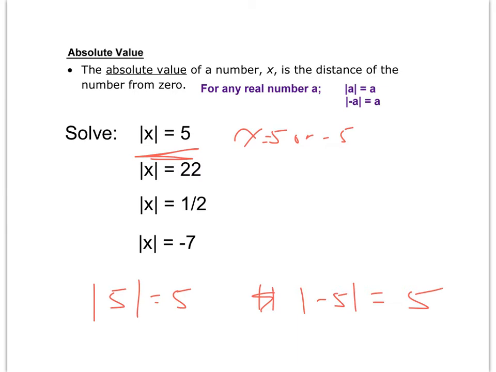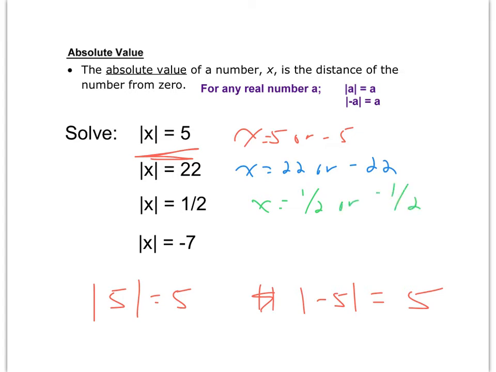So the absolute value of x is equal to 22, x equals 22 or negative 22. If the absolute value of x is 1/2, yes, very good, x equals 1/2 or negative 1/2.